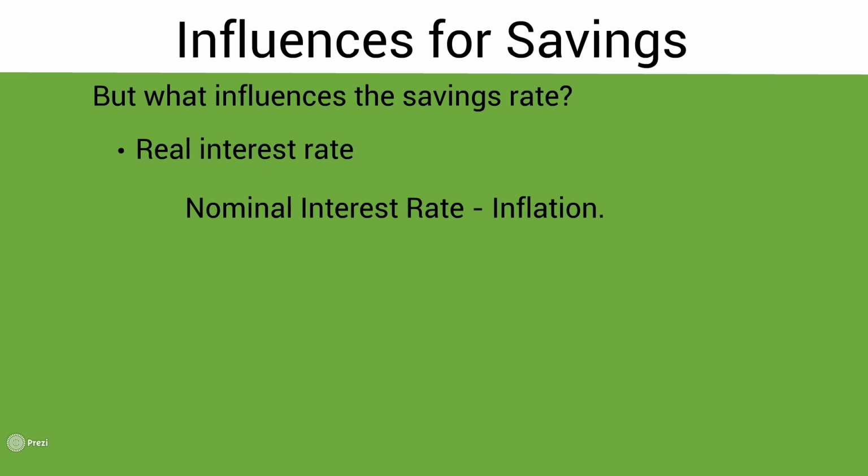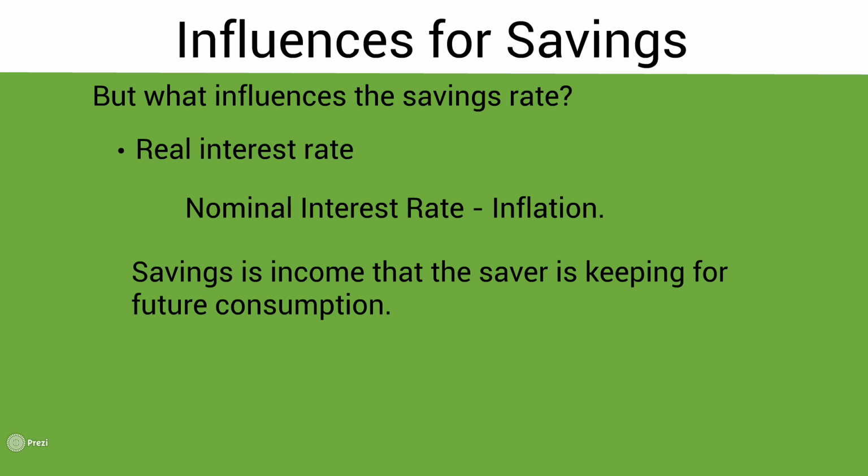Suppose I saved £100 for a year and the nominal interest rate was 3% a year. I would gain £3 in interest. So after a year's time I would get my £100 saving back and I would get £3 in interest. Savings is income that the saver is keeping for future consumption. So by saving, an individual is foregoing current consumption and instead choosing to consume in the future.